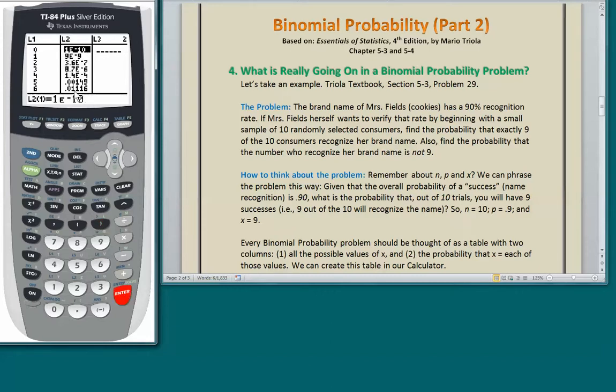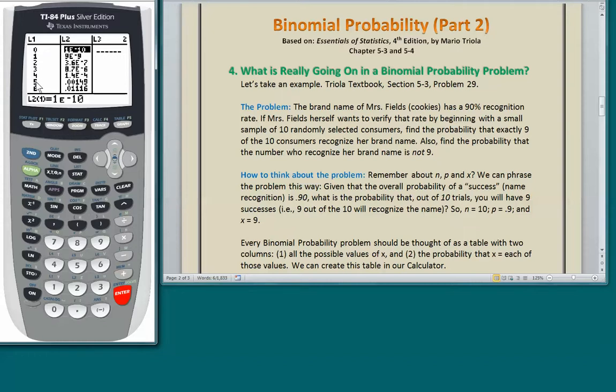And something wonderful happens when I do that. Here are all of those probabilities. This tells us that the probability that none of those 10 people heard of Mrs. Fields is e to the negative 10. We're going to see in a minute what all this stuff about e to the negative 10 and e to the negative 9 is. Take my word for it right now, they're very small numbers.